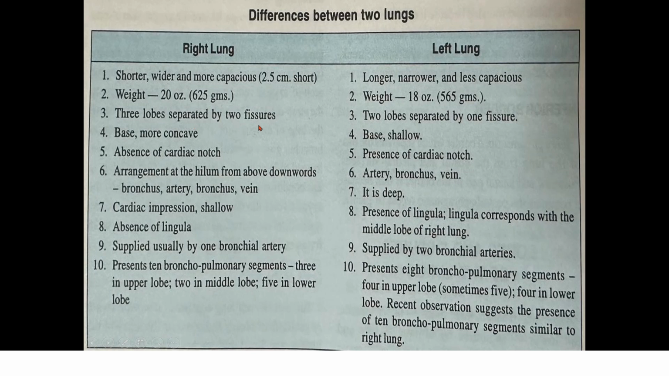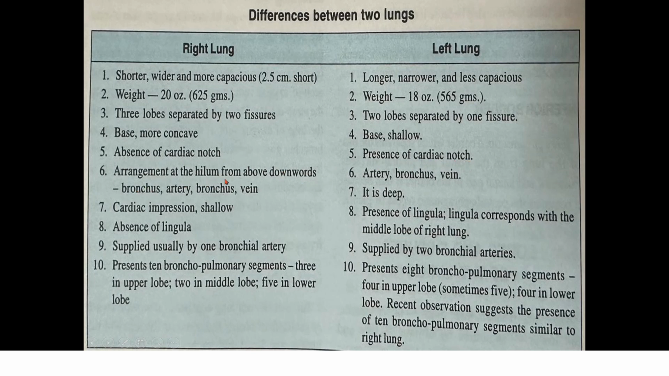There are three lobes separated by two fissures in the right lung. There are only two lobes separated by one fissure in the left lung, as we have seen earlier in the diagrams. The base is more concave due to the presence of the liver. The base is shallow, so there is absence of a cardiac notch in the right lung, and there is presence of a cardiac notch in the anterior border of the left lung.